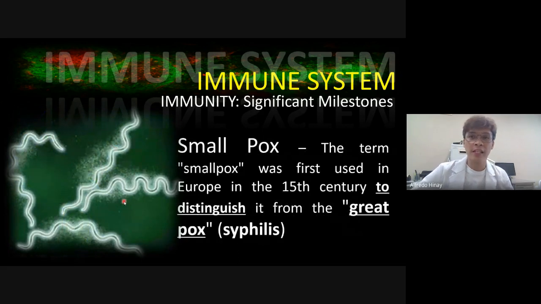So smallpox, why was it called smallpox? Because the term smallpox was first used in Europe in the 5th century to distinguish it from the great pox, or syphilis. In your microbiology, we discussed syphilis already. You have your Treponema pallidum subspecies pallidum. In immunology class, although we will not discuss that one in the immunological part, we will try to cover syphilis with the serology part, because a lot of serology test materials are developed for syphilis. This one is the typical structure of Treponema pallidum subspecies pallidum under the electron microscope.